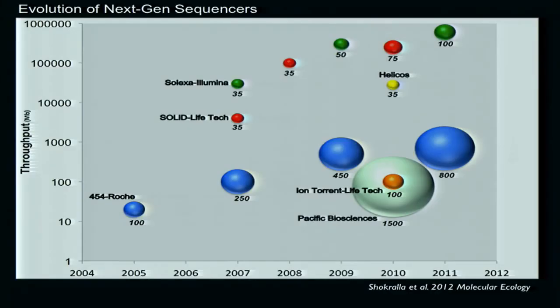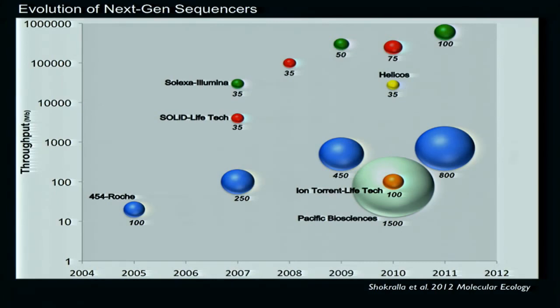This is the evolution of these technologies, the way that we plotted it, where the diameter of the bubble shows the read length, and where they stand on the y-axis is the throughput, and this is the progress. So you can see that there are two ways of looking at it.